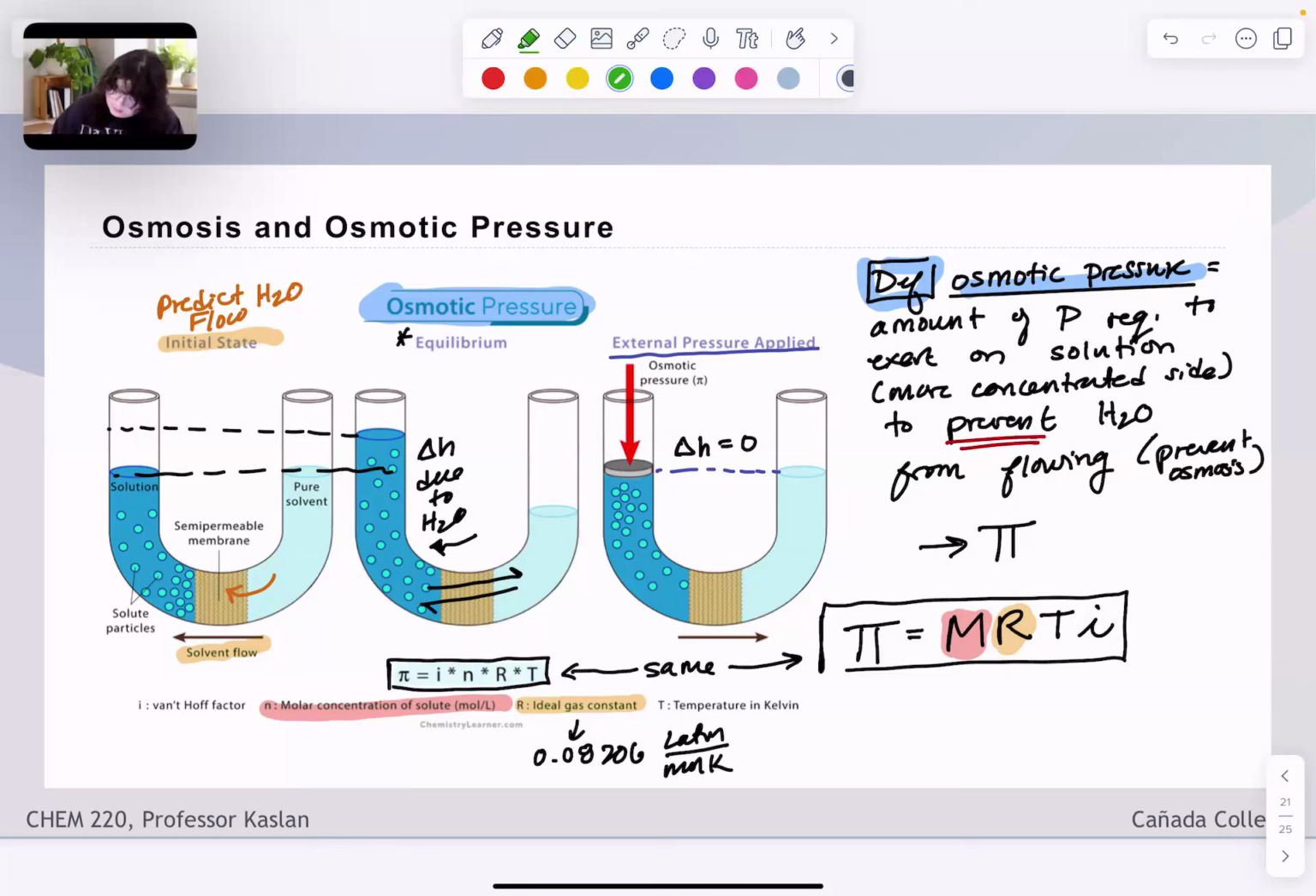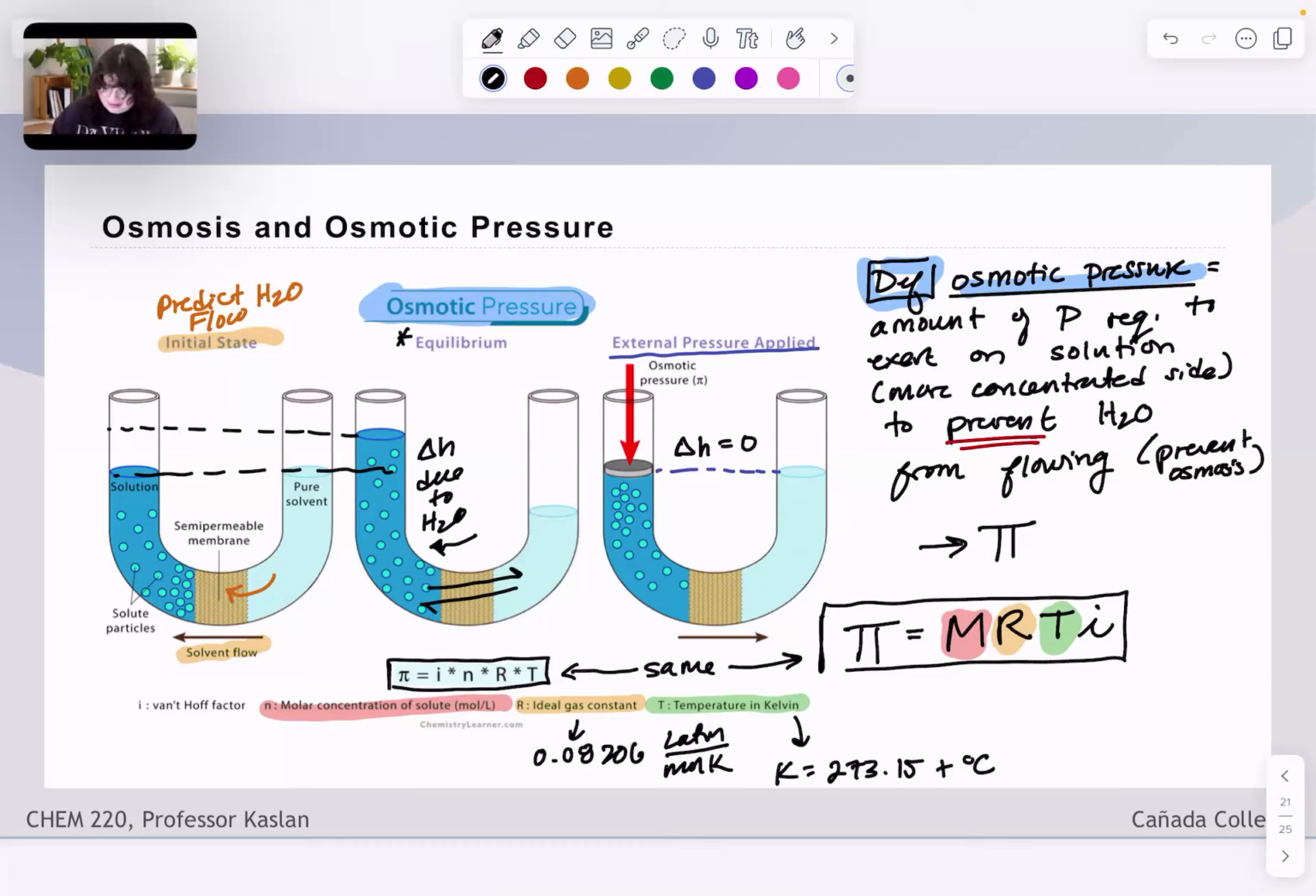And since we are using the ideal gas constant, that means that T, our temperature, must be in Kelvin. So remember, if you need to convert from Celsius to Kelvin, Kelvin is equal to 273.15 plus your degrees C.